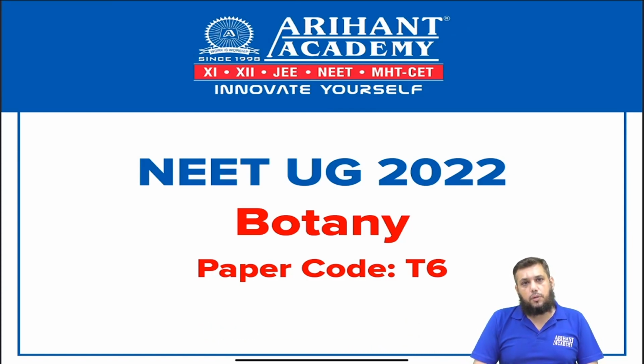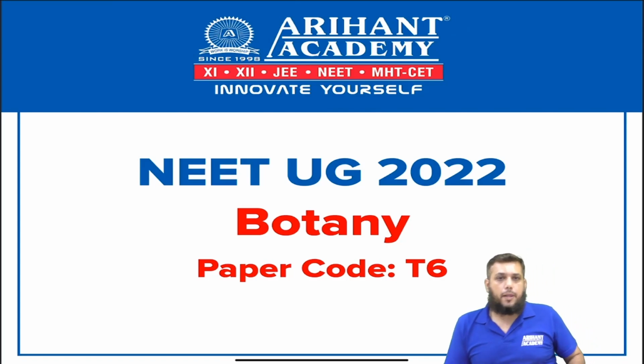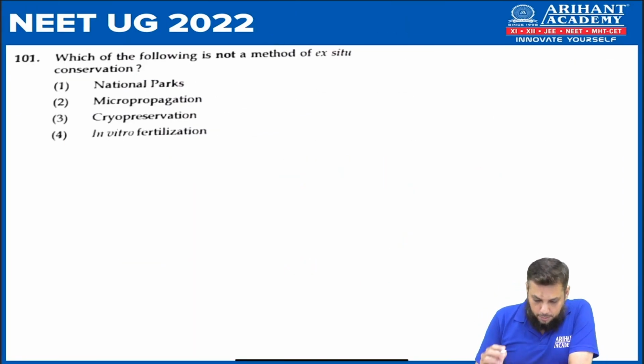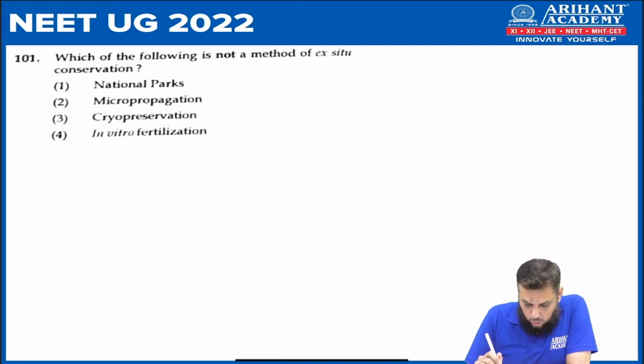Today we are going to solve NEET 22 Botany paper. The paper code is T6. So dear students, let us start without any delay. The first question, 101. Which of the following is not a method of ex situ conservation?